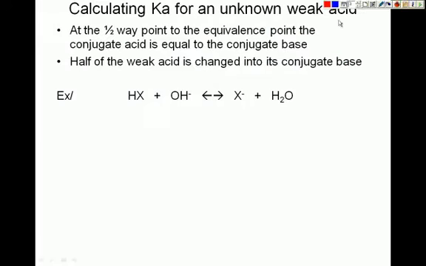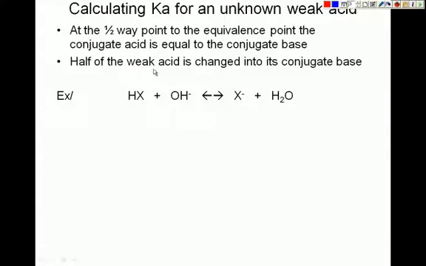So the first thing we want to talk about is how to calculate Ka for an unknown weak acid. At the halfway point to the equivalence point, the conjugate acid is equal to the conjugate base. Half of the weak acid is changed into its conjugate base. So here's some notes for you to think about, but I'm going to do an example that proves this, and we're going to derive a small formula that can help us calculate Ka.